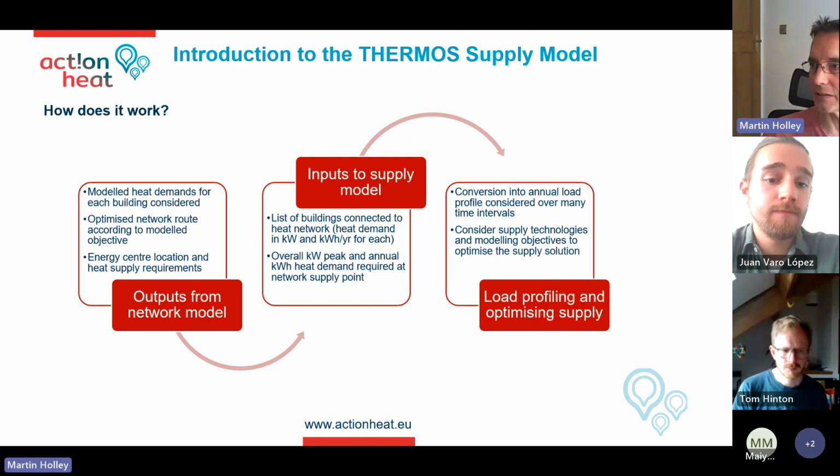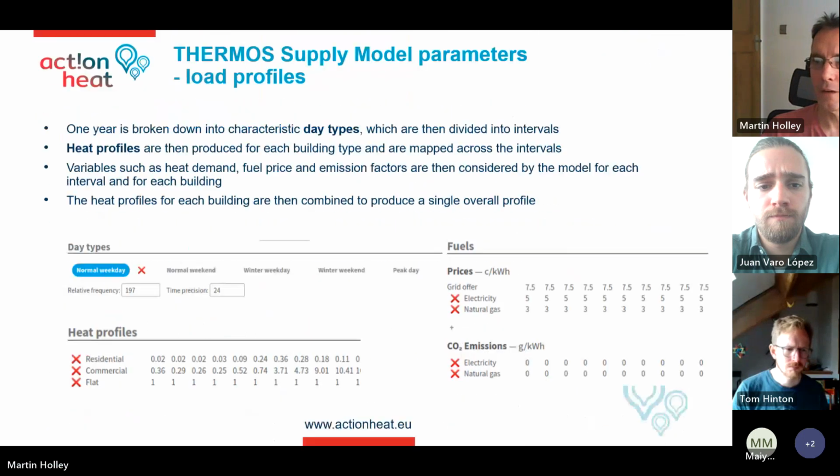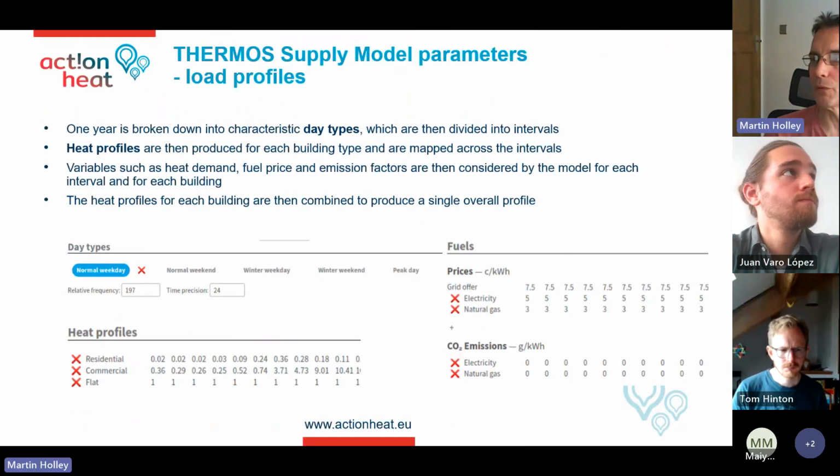So as I said, there are several ways that it applies to convert those figures into load profiles for the buildings we're talking about over many time intervals. It needs to do that before it can then optimize the supply scenarios that have been set up. So just talking about that in a little bit more detail.